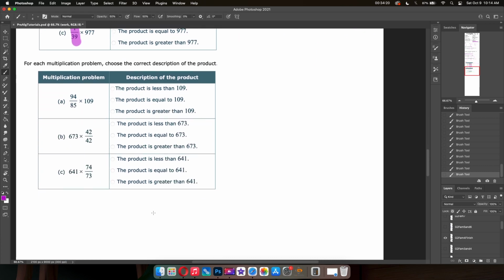And we'll do it again. Oh, there's an example of it right there. You have 94 over 85. That's an improper fraction, which means this is going to be greater than 1. That number is exactly 1, so it's going to be equal. 74 is bigger than 73. That's an improper fraction, so this is going to be greater than the 641.